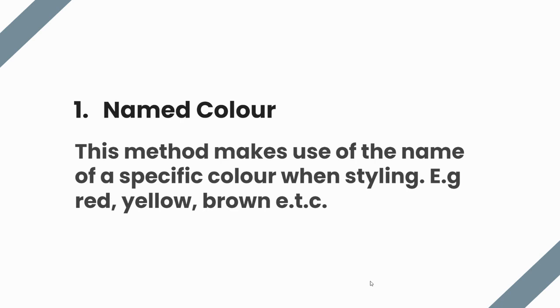Yeah, so for the first color method, we have the named colors. So this method makes use of the name of a specific color when styling. So as you can see, this method is the easiest method to go about styling with colors, as it uses just the name. So as an example, we have red, yellow, blue, brown. These colors have specific names that they are attached to. So using the names basically means you are using the color they depict.